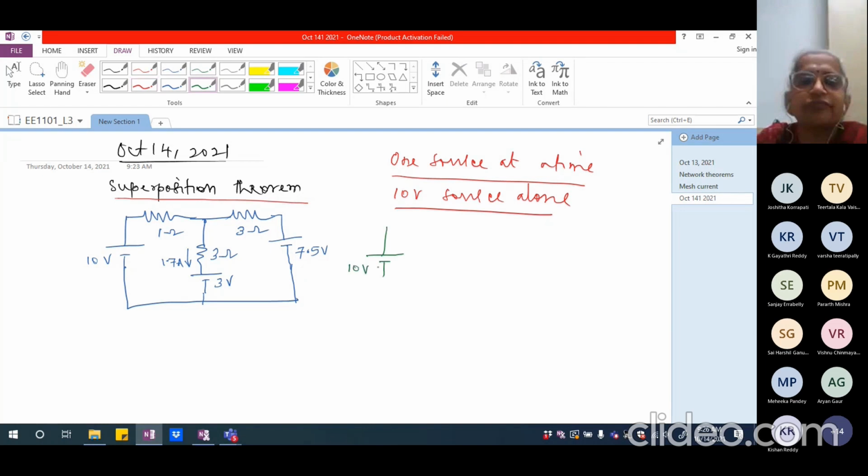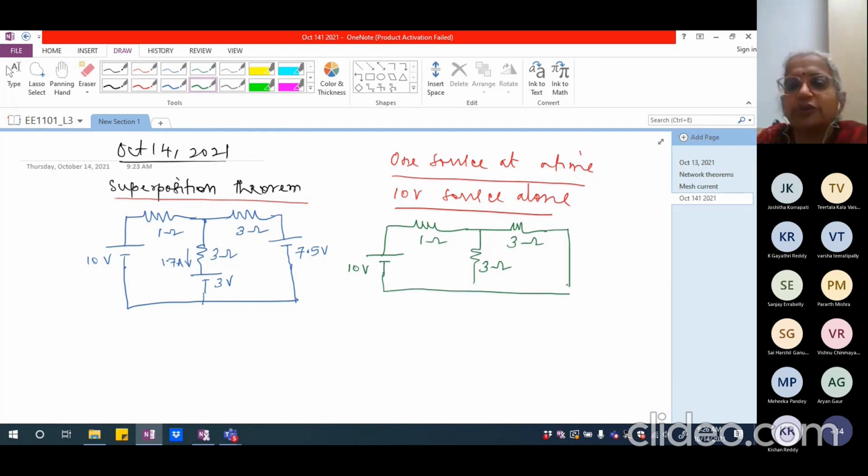This is 10 volts and this is 1 ohm, and this was 3 ohm and this is also 3 ohm, and we were short circuiting the voltage sources. I have short circuited the voltage sources here, and we were having 3 and 3 in parallel. That will amount to 1.5, and this is 1 plus 1.5. So when I reduce the circuit, it is going to be somewhat like this: this is 1 ohm, this is 1.5 ohm, and this is 10 volts.